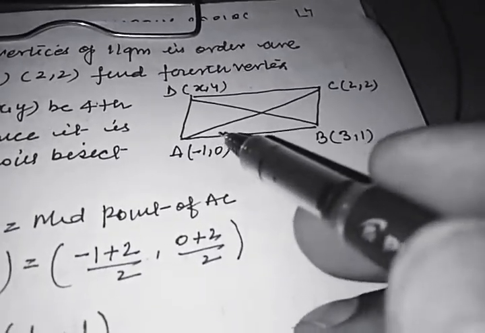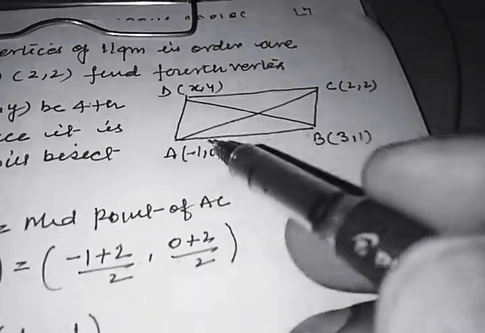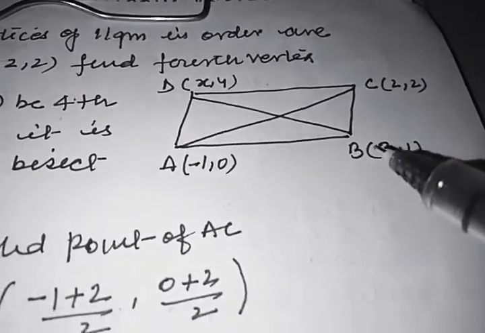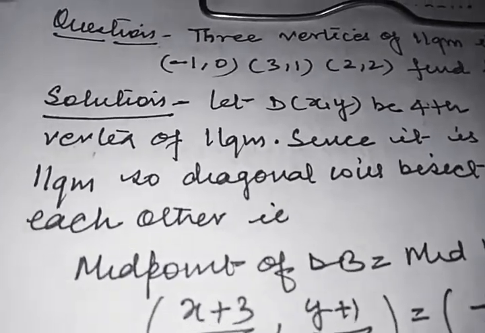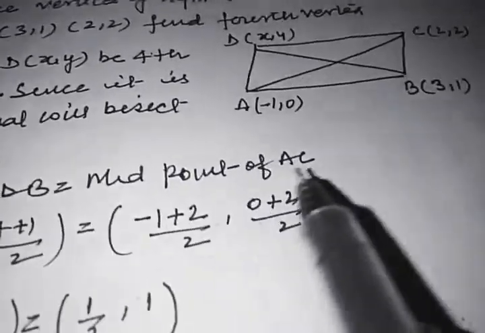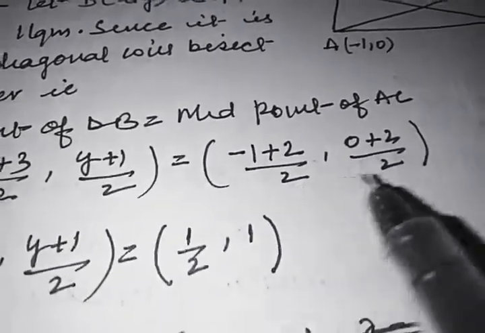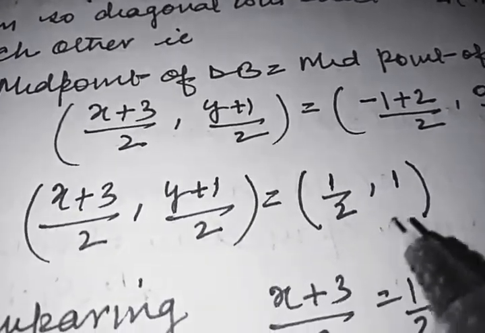So only one thing we know, that the diagonals bisect each other. So midpoint of AC will be equal to midpoint of BD, and you know how to get the midpoint. So here see, midpoint of DB is equal to midpoint of AC. So I found the midpoint of DB here. This is the midpoint of AC here, and this is equal to this.